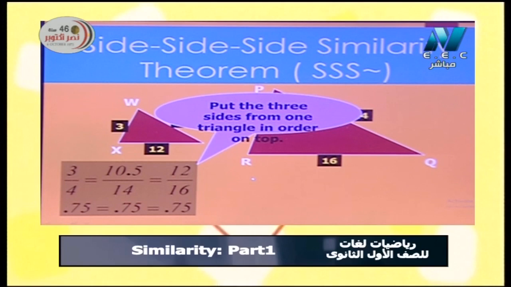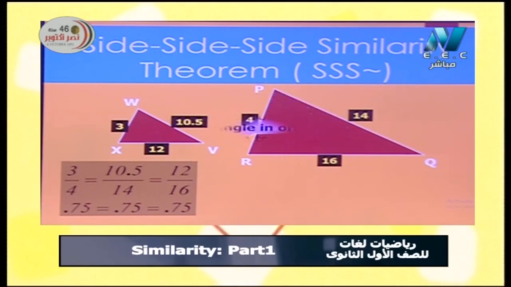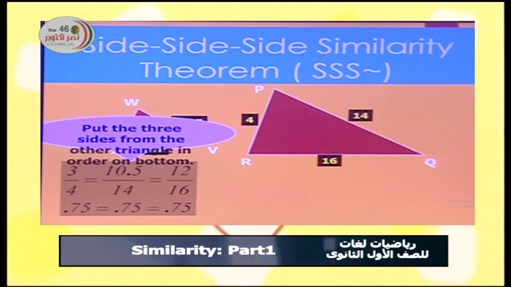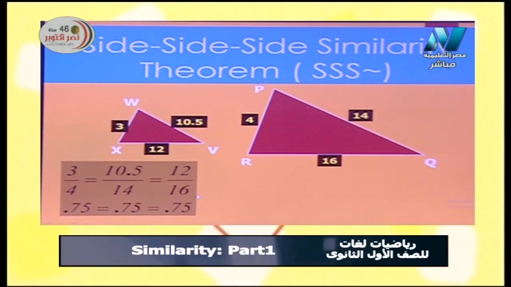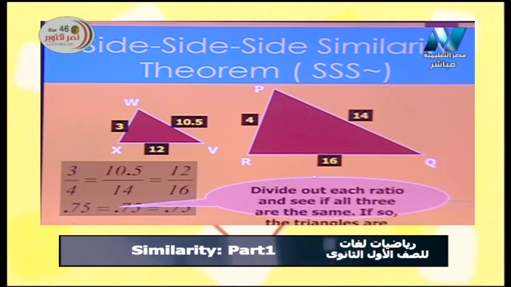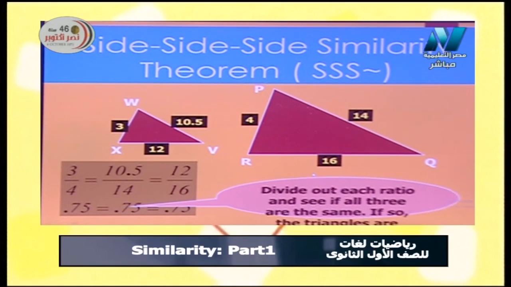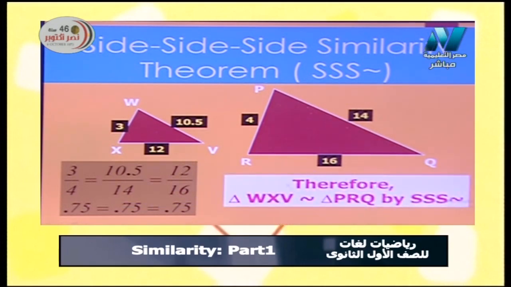What are the steps to answer this question? Put the three sides from one triangle in order on the top. Put the three sides from the other triangle on the bottom like that, also ascending. The smallest side over the smallest side equals the middle over the middle equals the biggest over the biggest. The ratio here will be the answer. Divide out each ratio and see if the three are the same. If so, the triangles are similar. Okay, therefore triangle WXV is similar to triangle PRQ by SSS, which means side.